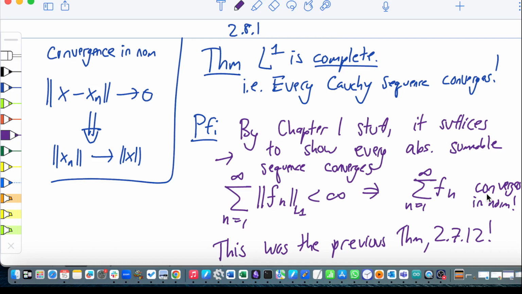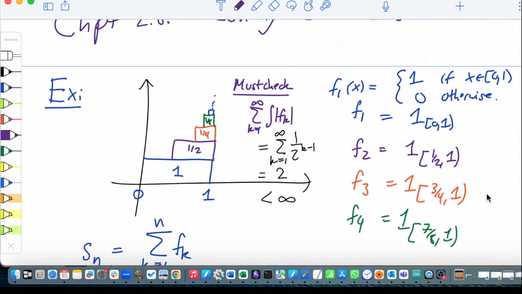And you can look at the picture. The reason I drew the picture is this is an example of one of these absolutely summable series, right? Adding up little boxes, as long as the size of each box is getting smaller and smaller in a summable way, the limit will exist and will be some actual function in L1 at the end of the day.